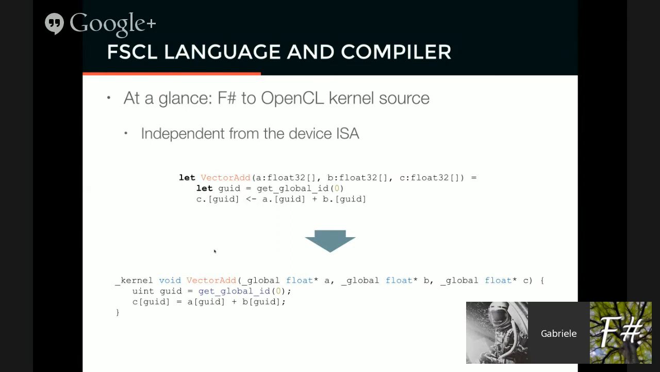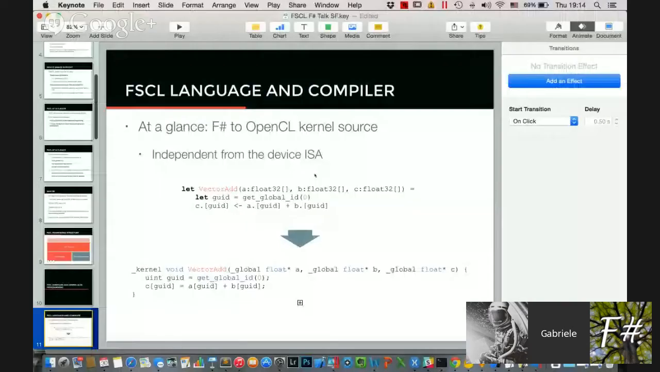The FSCL compiler basically allows you to write these things using F#, so as F# functions or static or instance methods, as illustrated in the top piece of code, and it performs the translation. But let's see this in action.